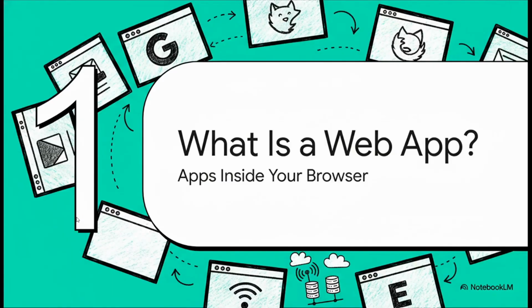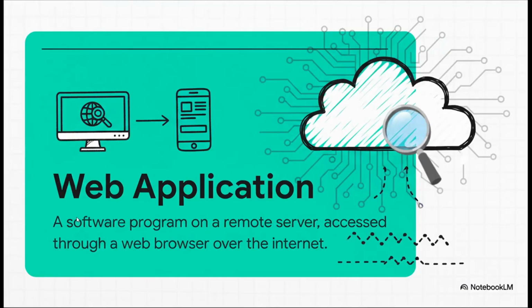Okay, section 1. What is a web app? We're talking about the apps that live right inside your browser. So the formal definition is a software program that runs on a remote server and is accessed using a web browser. The two key phrases there, remote server and web browser. This isn't like an app on your phone that lives on your device. Nope. A web app is actually running on some powerful computer, maybe thousands of miles away, and your browser is just the window you look through to use it.